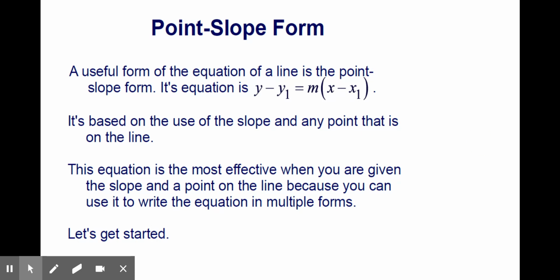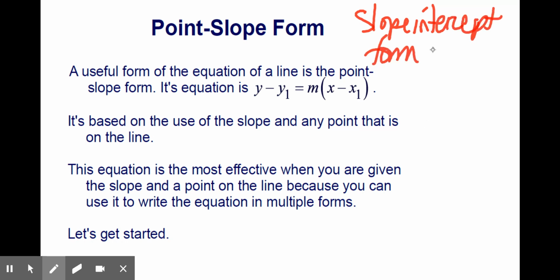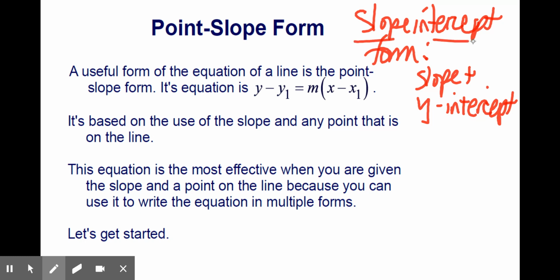Point slope form is similar to slope intercept form. For slope intercept form, you need the slope and the y-intercept. Those are the things that you can get from the form, the slope and the y-intercept, hence why we call it slope intercept. Today we're going to talk about point slope form.